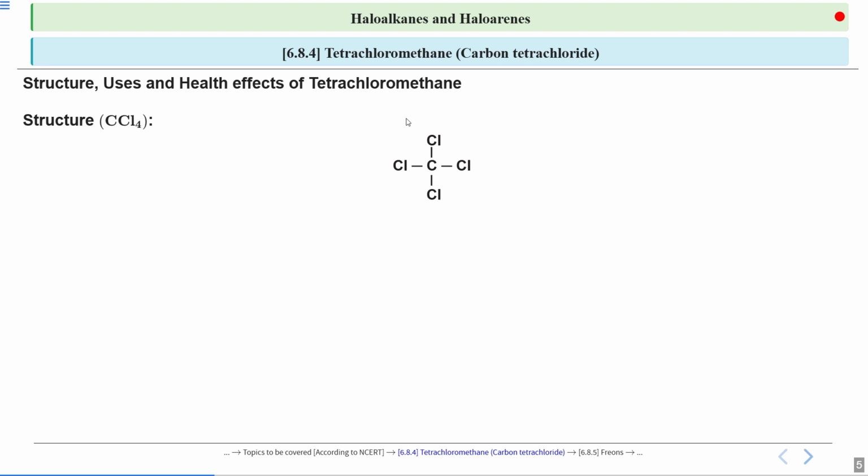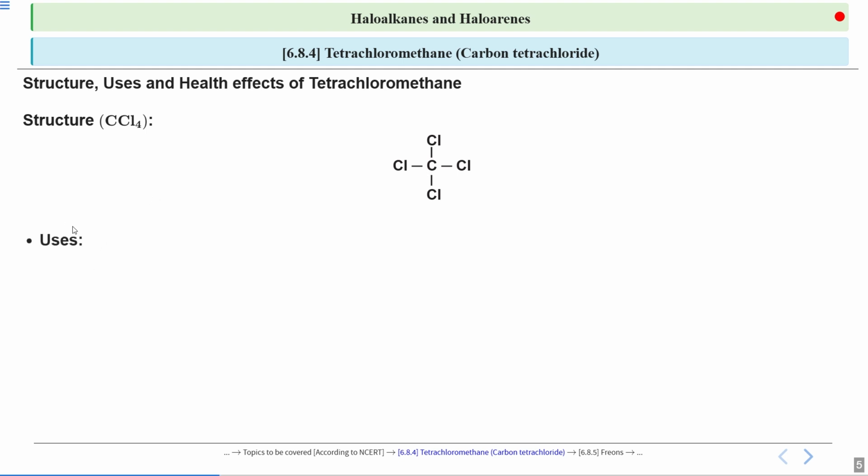And this is a polyhalogen compound. The compounds which contain more than one halogen atom are considered as polyhalogen compounds, right? So this is a polyhalogen compound because it consists of 4 atoms of halogen. So this is tetrachloromethane, which is a polyhalogen compound, and this is its structure.